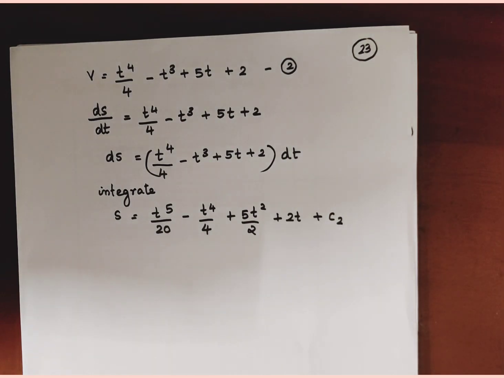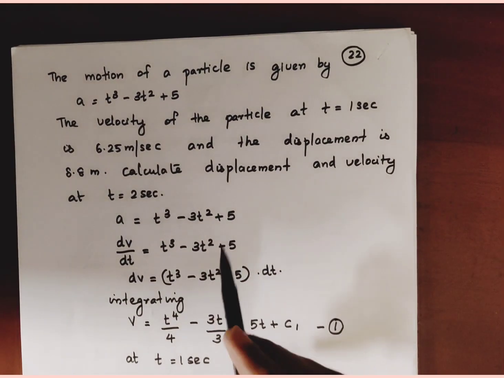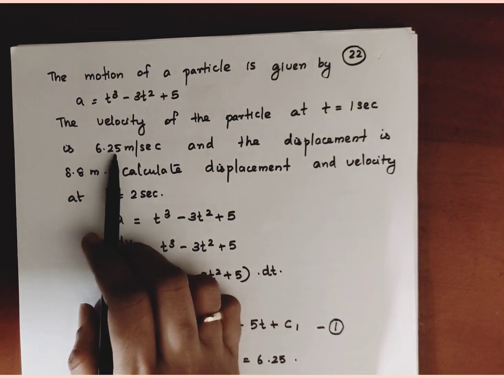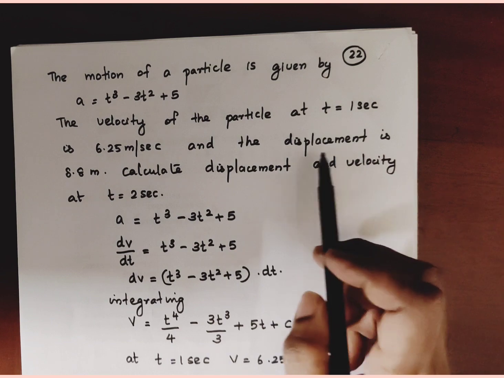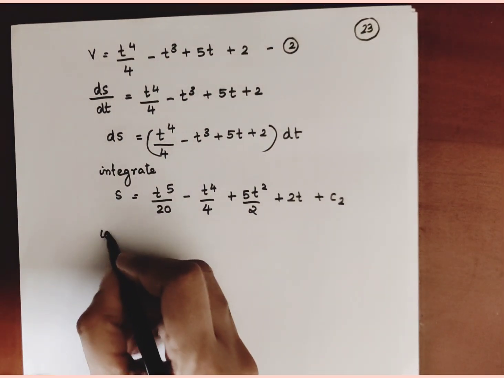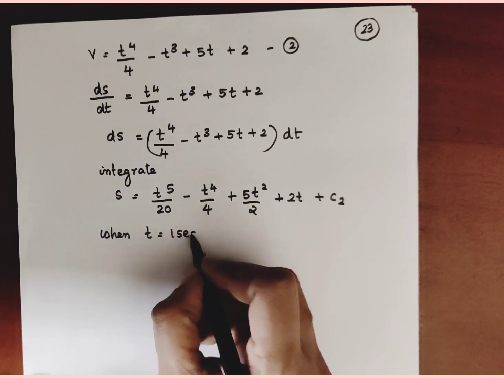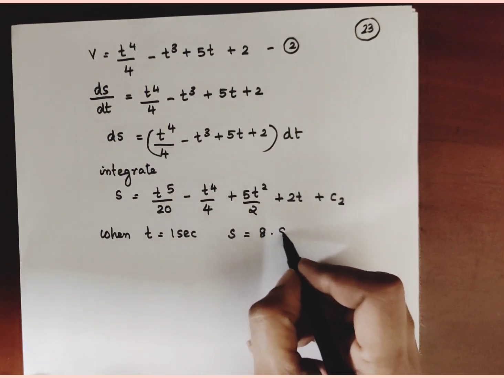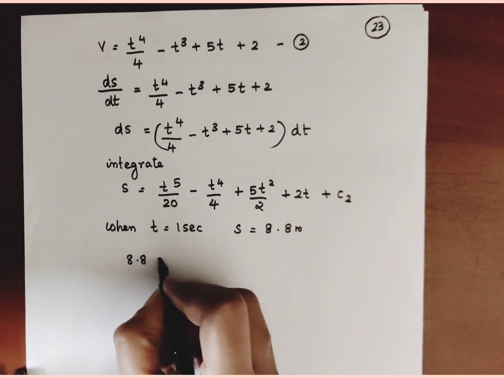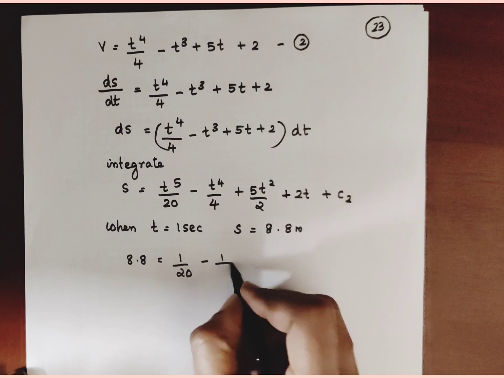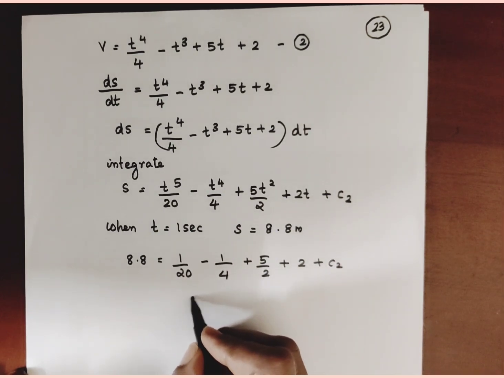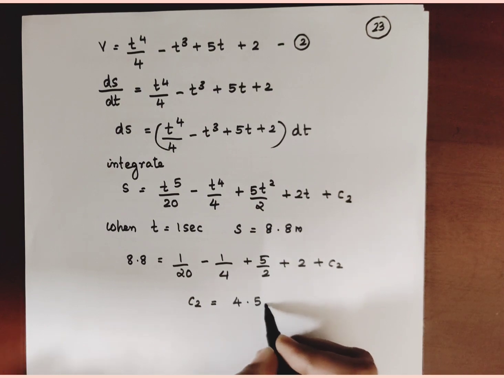So now in order to calculate the constant of integration C2, you have to refer to the question. So in this question, when t is equal to 1 second, velocity is 6.25, that you have used to calculate C1. So now the displacement is 8.8. So that data is used to calculate C2. So when t is equal to 1 second, displacement s is equal to 8.8 meter. So here 8.8 is equal to 1 by 20 minus 1 by 4 plus 5 by 2 plus 2 plus C2. So on solving this equation, you will get C2 as equal to 4.5.